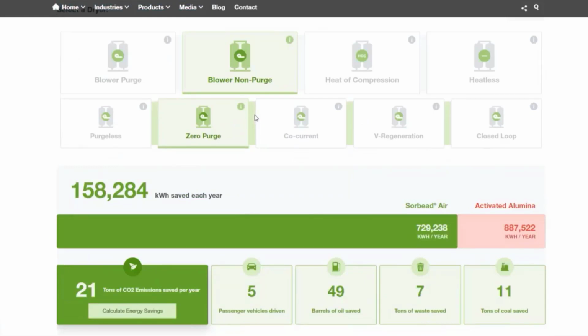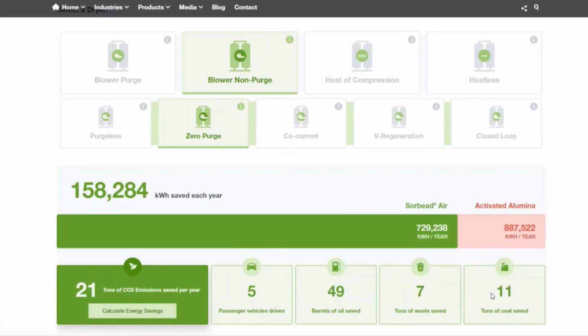Here what we see in the tool is a bar chart, highlighting the total annual energy consumption of the machine, comparing performance of activated aluminum product to Sorbead Air adsorbent. The benefit that Sorbead Air provides is shown in the amount of energy saved per year, which is translated into the amount of CO2 emissions saved. Here we see that for that specific dryer plant in Austria, about 21 tons of CO2 emissions is saved per year. To better visualize what this much CO2 equates to in real life, equivalents are provided, such as a passenger vehicle driven on the road for a year, barrels of oil, tons of waste, or tons of coal saved.